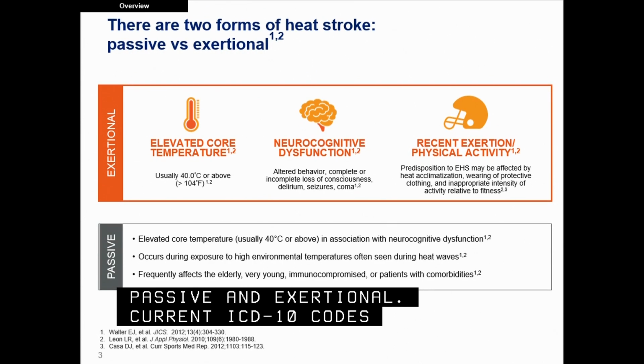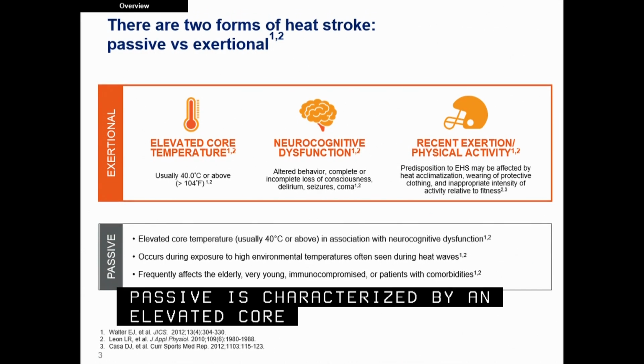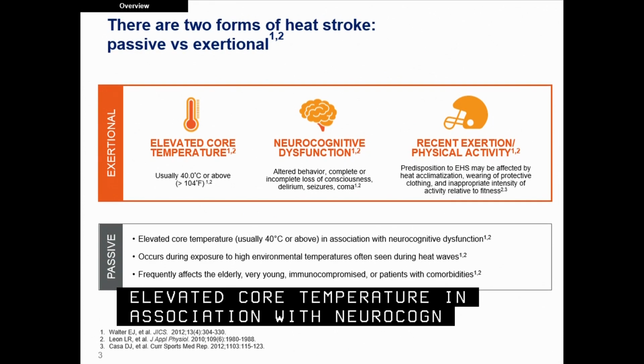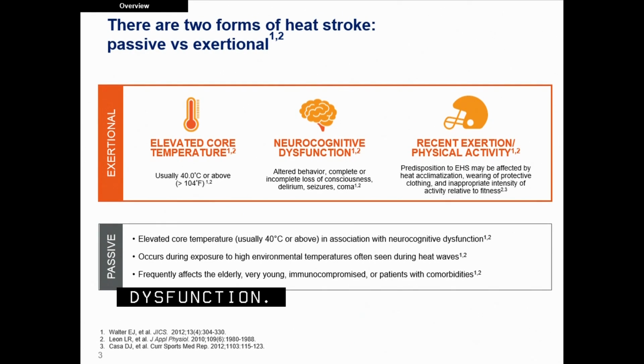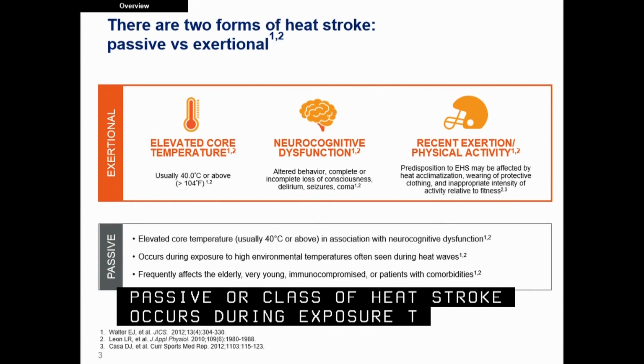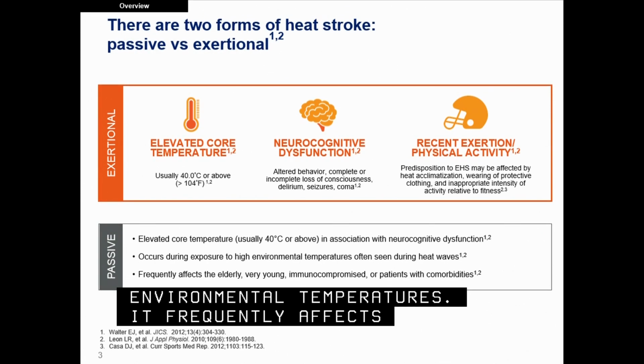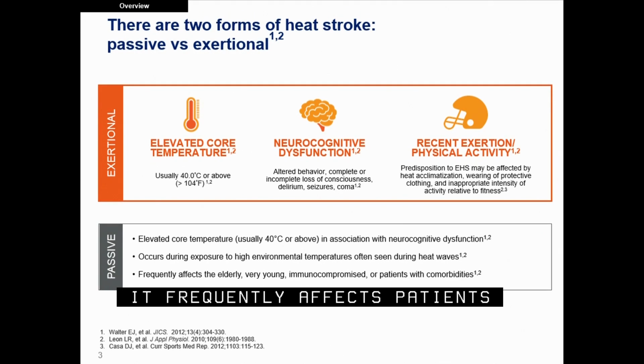Passive, or more commonly known as classical heat stroke, is characterized by an elevated core temperature in association with neurocognitive dysfunction. Passive or classic heat stroke occurs predictably during exposure to higher environmental temperatures, for example, during a heat wave. It frequently affects patients at the extremes of age and patients with comorbidities. Exertional heat stroke, on the other hand, is also characterized by an elevated core temperature and CNS dysfunction, but it is unique in that it is also sudden and unpredictable in onset, and it is triggered by recent exertion or physical activity.